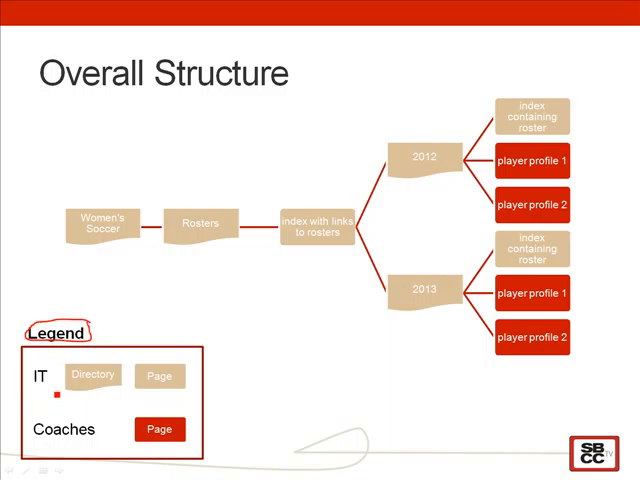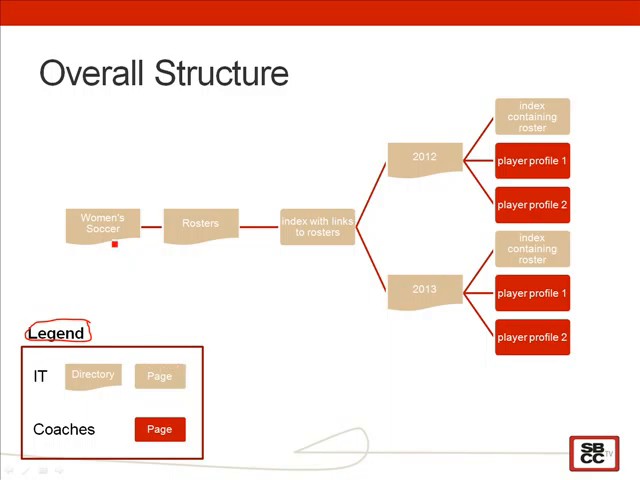And so this legend is showing you what directories IT is responsible for creating, and then what directories or pages a coach is going to create. So if I look up here, this shape means that it's a directory or a folder, and the square or rectangle here represents a page.